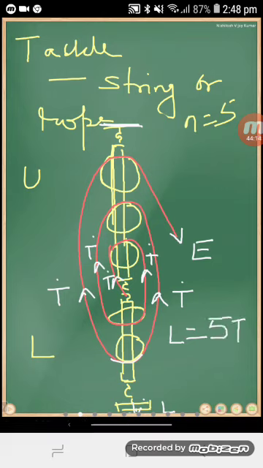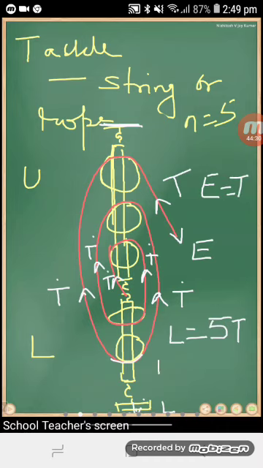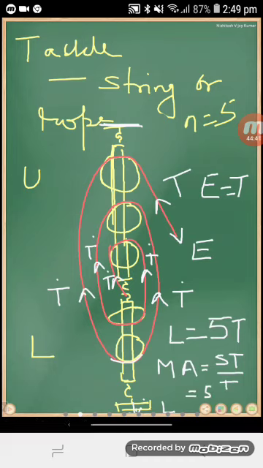Okay, this effort when we are pulling the string down, so there will be a tension which will be acting in upward direction, and as a result effort will be equal to T. Now if we calculate the mechanical advantage, this will be your 5T upon T is equal to 5. So mechanical advantage becomes 5.